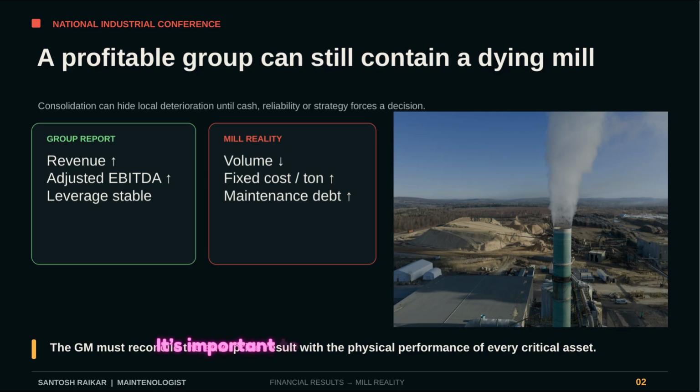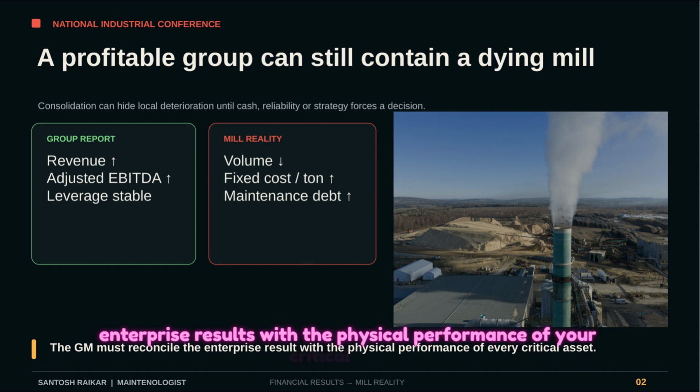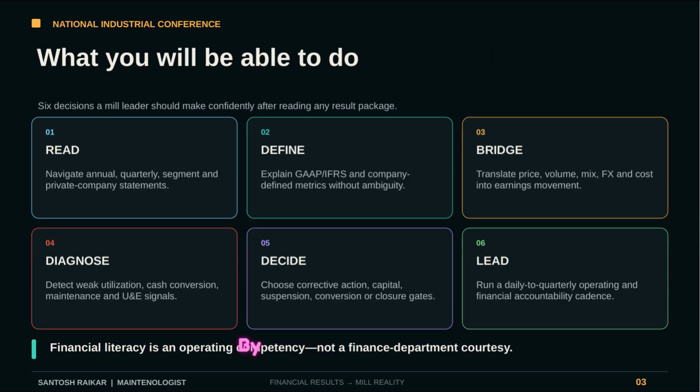It's important to remember that a profitable corporate group can easily hide a dying mill. On paper, revenue and EBITDA might be up, but at your specific site, volume could be dropping while maintenance debt piles up. As a GM, your job is to reconcile these high-level enterprise results with the physical performance of your critical assets. By the end of this session, you'll be able to navigate financial statements with confidence.